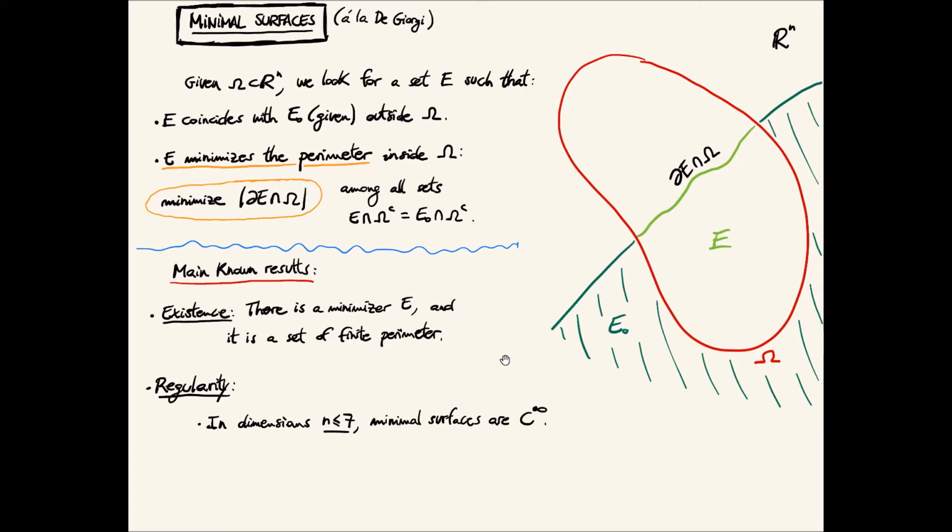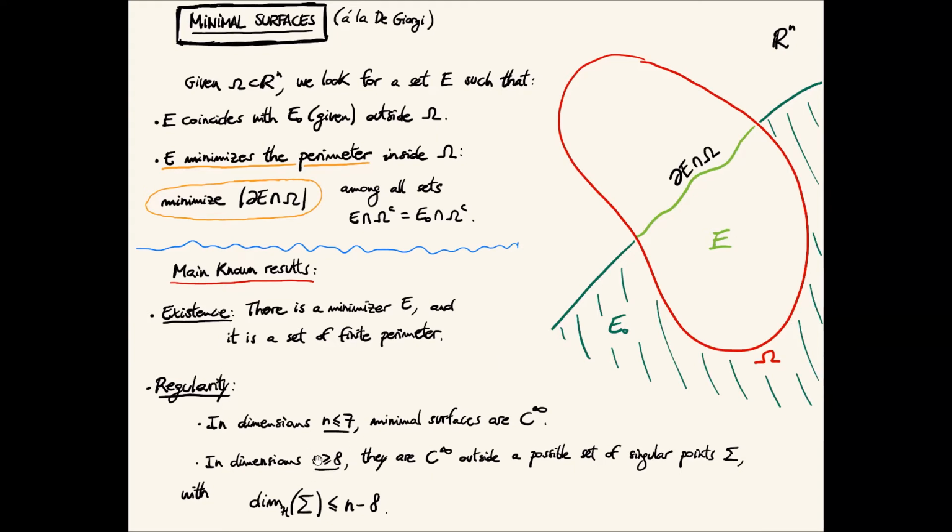And then moreover, in dimensions 8 or higher, we might have singularities. So the singularities do exist. They exist only in dimensions 8 or higher. And the best we can say is the following: in higher dimensions, 8 or higher, minimal surfaces are C infinity, possibly outside a set of singular points, Sigma, and we have a dimension bound for the singular set, which is that it has Hausdorff dimension at most n-8, and this is sharp.